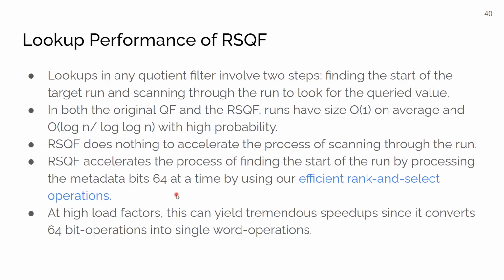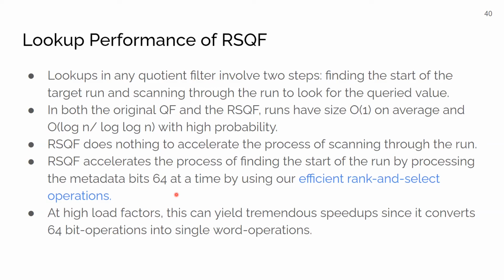Now let us look at the lookup performance of RSQF. Lookups in any quotient filter involve two steps: finding the start of the target run and scanning through the run to look for the queried value. In both the original QF and the RSQF, runs have size O(1) on average and O(log m / log n) with high probability.